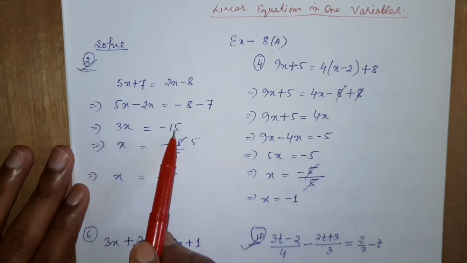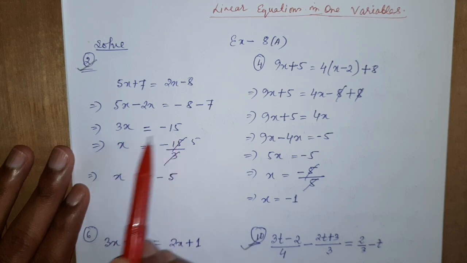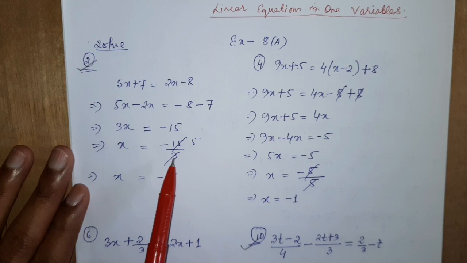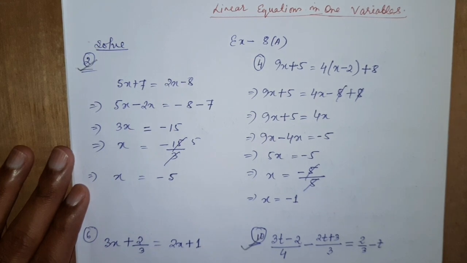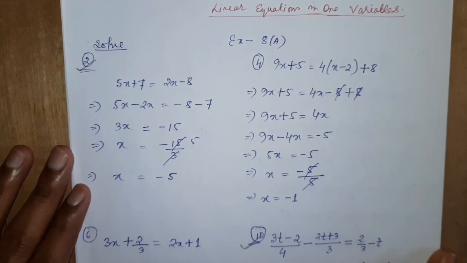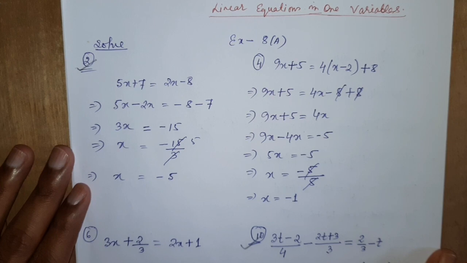So 3x equal to minus 15, how can we find out the value of x? If we do cross multiplication, 3 will come in the denominator of 15, so minus 15 by 3, so x equal to minus 5. This is how we find out the value of x, how we solve this kind of equation.